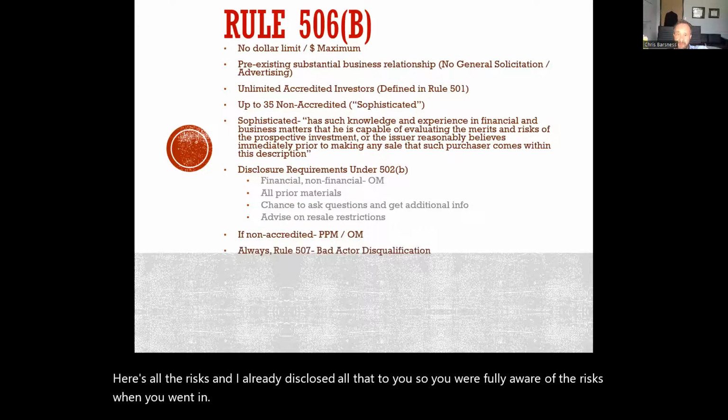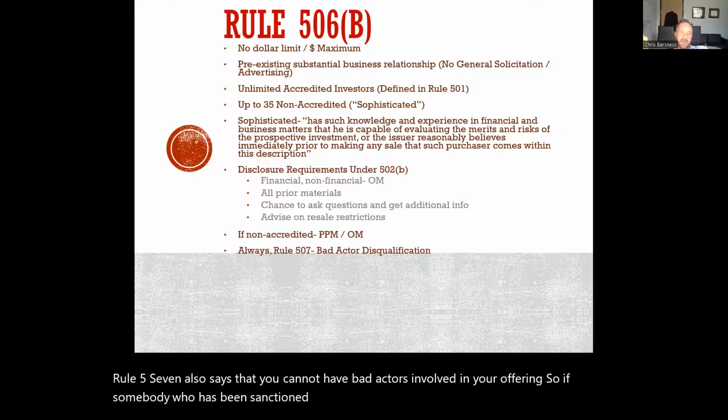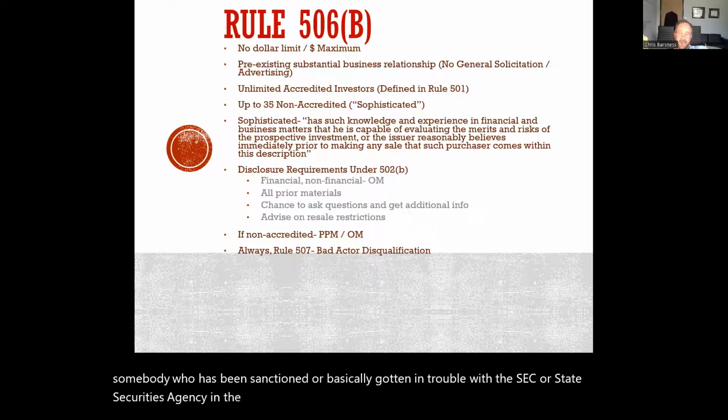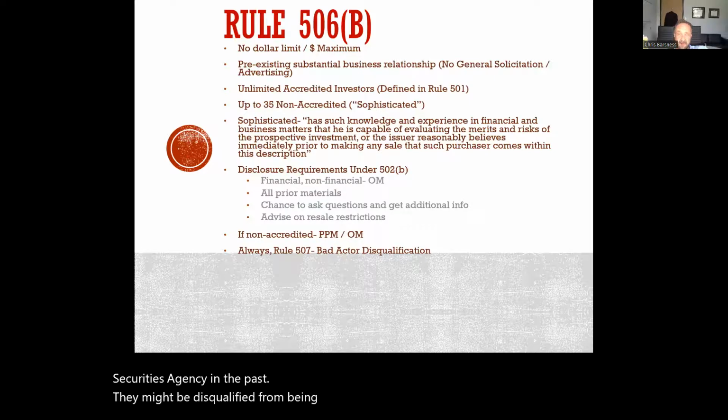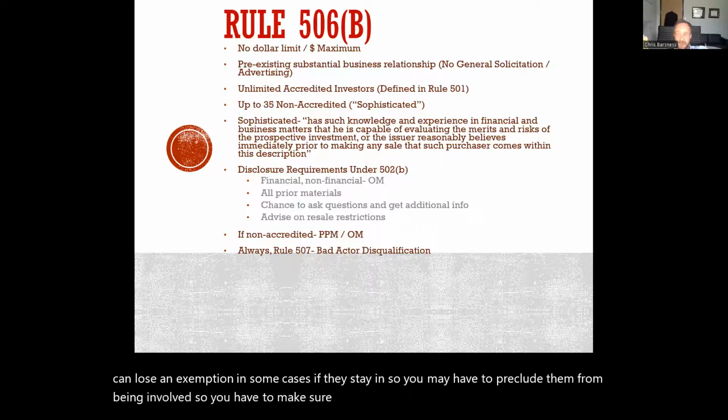Rule 507 also says that you cannot have bad actors involved in your offering. So if somebody who has been sanctioned or basically gotten in trouble with the SEC or a state securities agency in the past, they might be disqualified from being an executive officer or manager in your offering, and you can lose an exemption in some cases if they stay in. So you may have to preclude them from being involved. You have to make sure that no one on your management team fits that definition of bad actor.